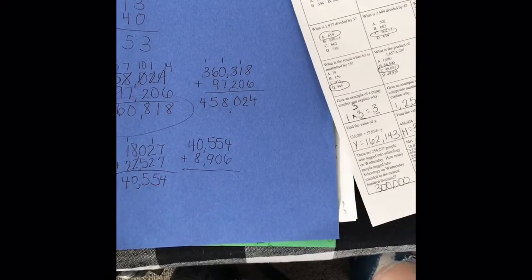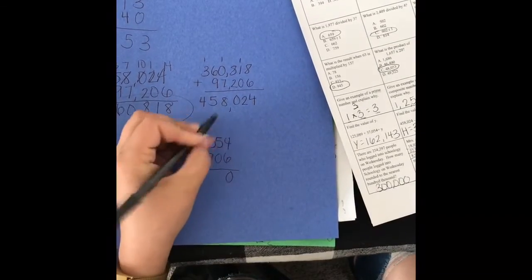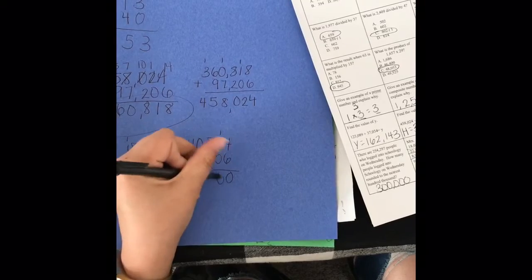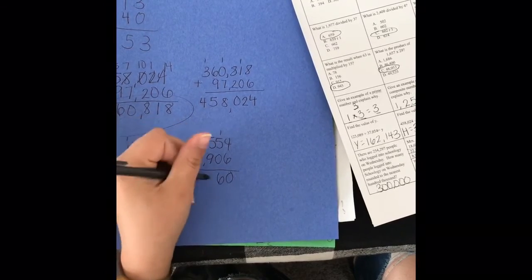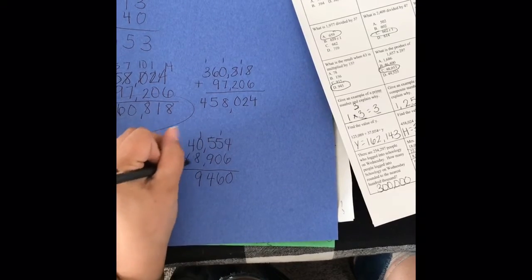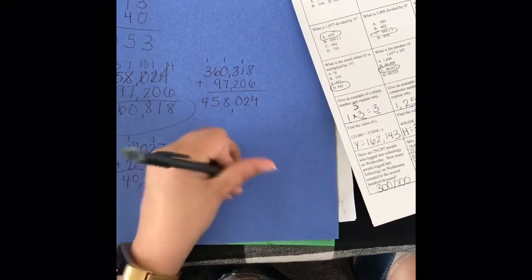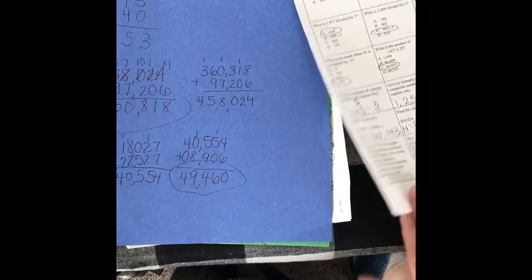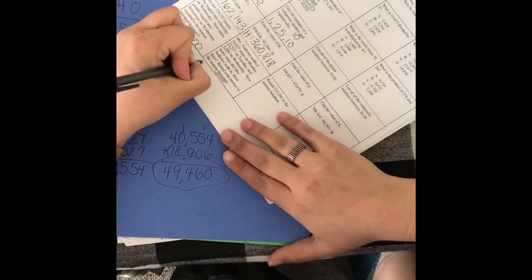I only had 8,000. So 6 and 4 is 10. 5, 6. 9 and 5 is 14. 8 and 1 is 9. 4 and 0 is 4. So I had a total of 49,460 steps.